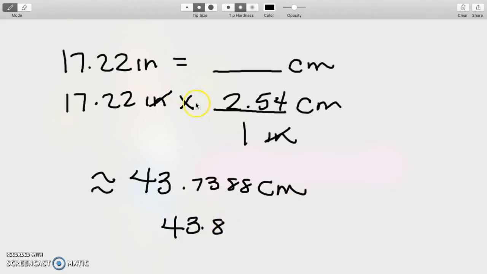I'm sorry, 43.74. Okay, 43.74 centimeters. So that is the answer to this particular question here.